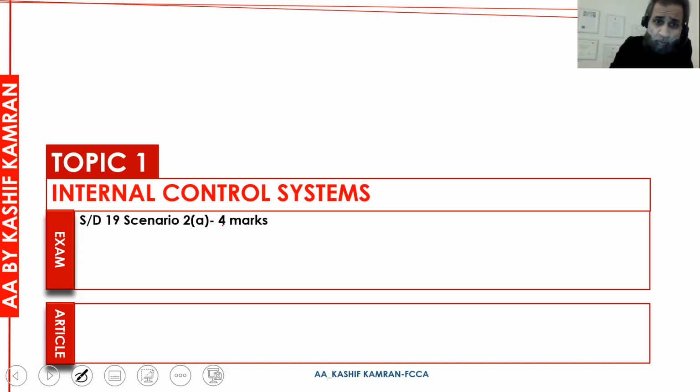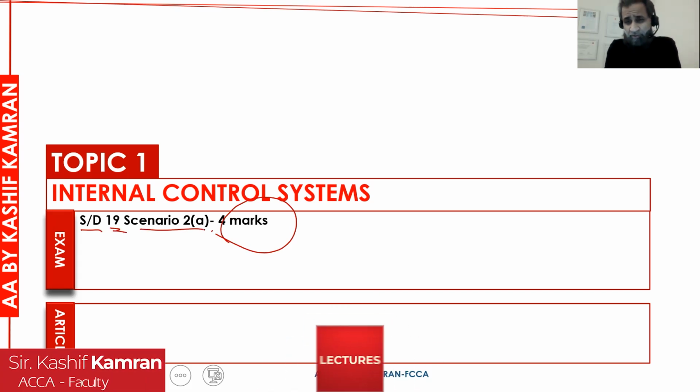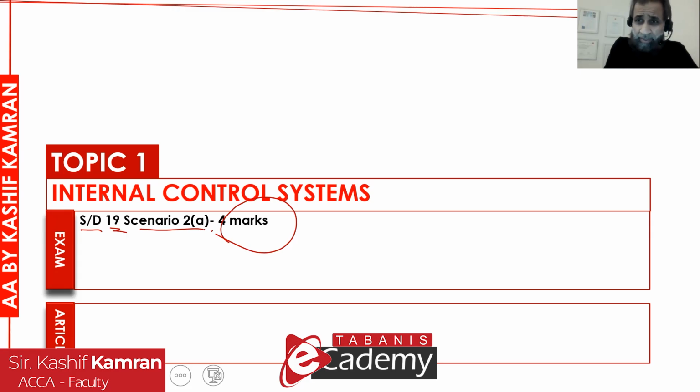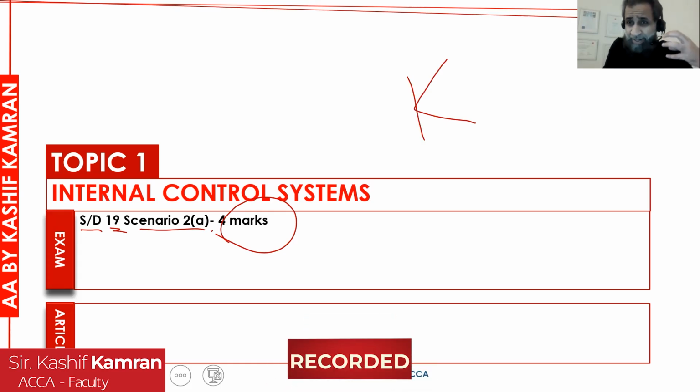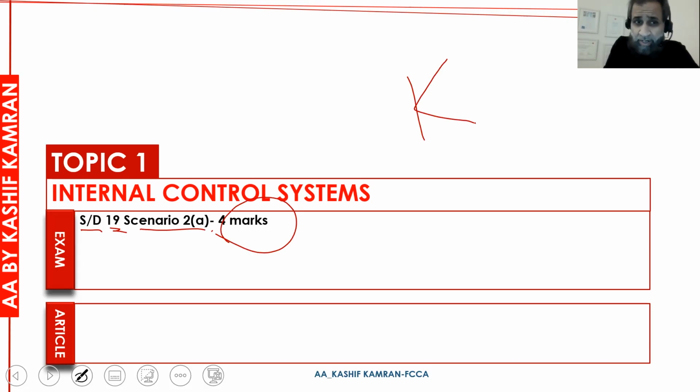There is just one exam question for 4 marks, which is September/December 19, Scenario 2A. So a 4 marks question on this particular area, internal control systems. It's a knowledge area. It's not an area which requires an application to a case study. So this is the first one. Let's start with the understanding of the internal control systems.